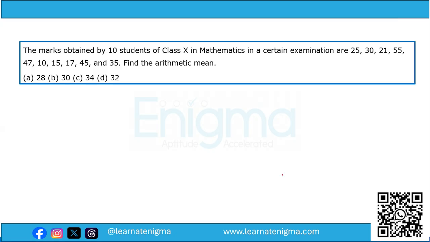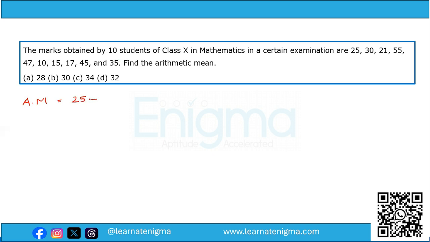The marks obtained by 10 students of class 10 in mathematics in a certain examination are 25, 30, 21, 55, 47, 10, 15, 17, 45, and 35. Find the arithmetic mean. Now, arithmetic mean is nothing but average. So, arithmetic mean is equal to the complete total of all these marks divided by the number of students, that is 10. So it's a very straightforward question.